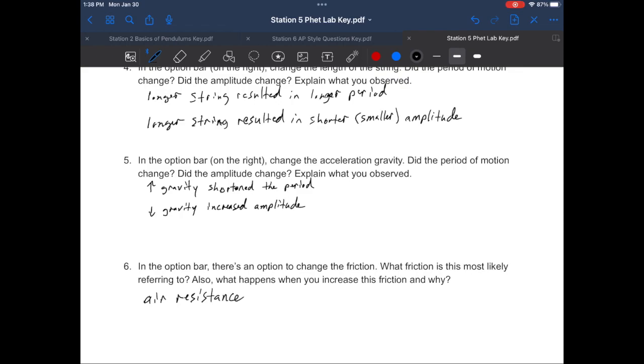And then in the option bar, there's an option to change the friction. What friction is most likely to be referring to? So the friction is air resistance. And what happens when you increase the friction and why? Well, you end up losing energy. Friction is a non-conservative force. You're losing energy, and eventually your pendulum just comes to rest.